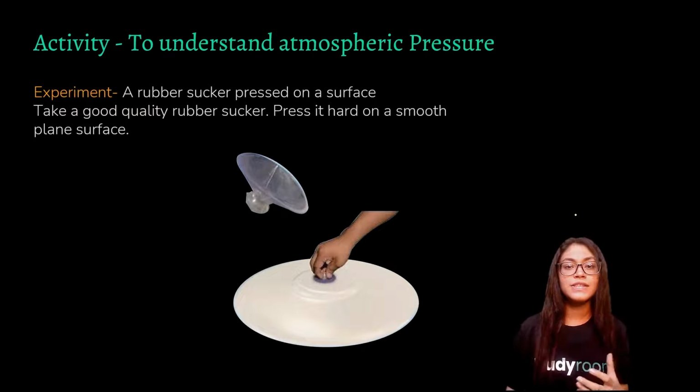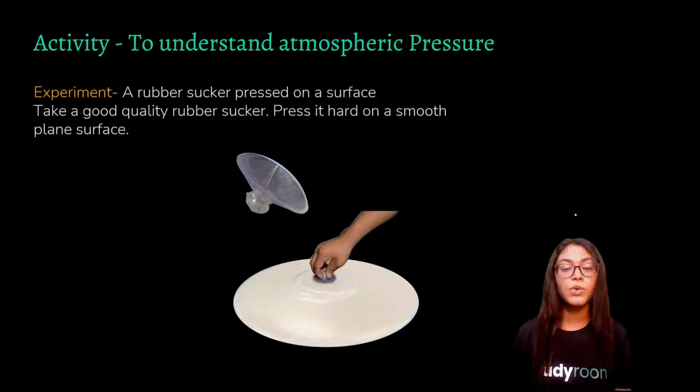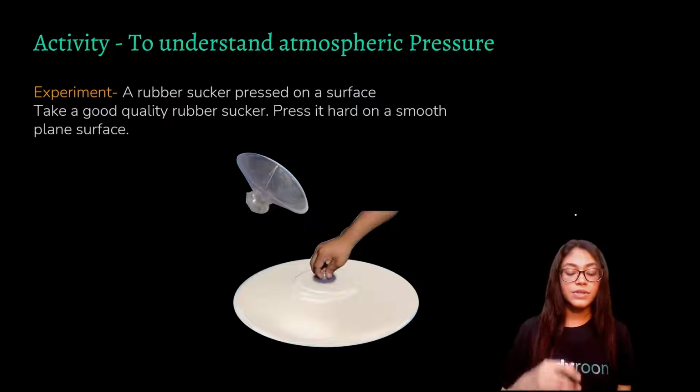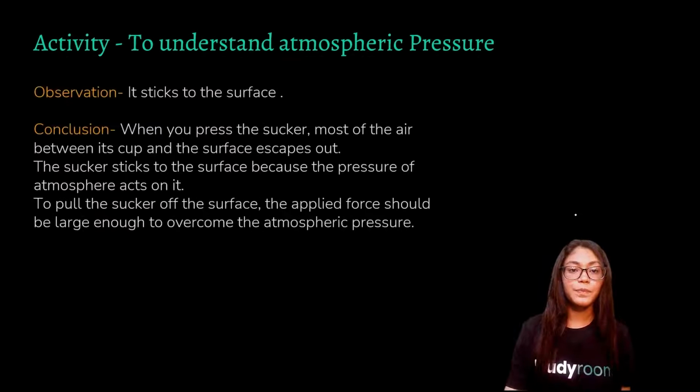Now let's see what atmospheric pressure is, and to understand atmospheric pressure, let's perform this experiment. A rubber sucker pressed on a surface. Suppose a rubber sucker is there and you press it on a smooth surface, what happens then? We see that it sticks to the surface.